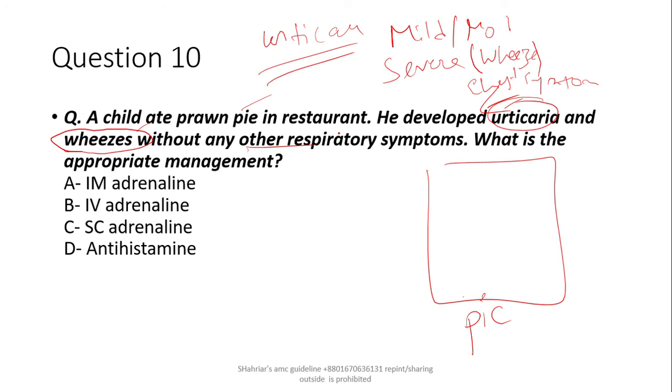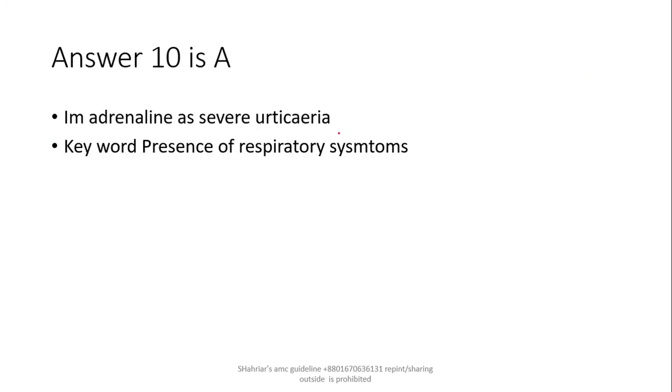So it's severe. If it's severe, what's the treatment? Adrenaline IM. Yeah, IM adrenaline. So your answer is adrenaline IM for severe urticaria. I think we also read from John Murtagh last class about the IM adrenaline. So the keyword here is the wheeze or the chest finding.